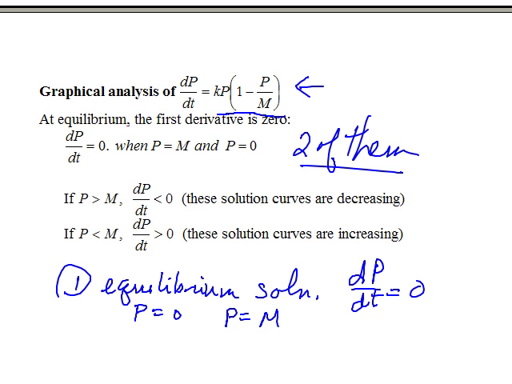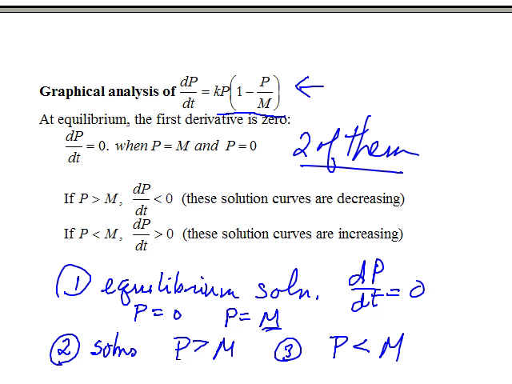Now, once you find the equilibrium solutions, you look at solutions where p is greater than the equilibrium, and you look at what happens if p is less than the equilibrium. This will tell you whether those solution curves are approaching the equilibrium or diverging away from it. We've done the first step right here. We found our equilibrium, and there were two of them.